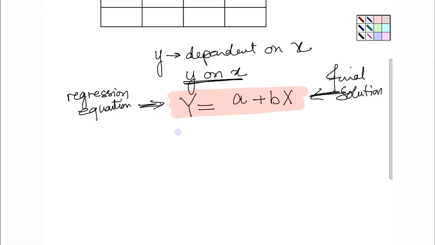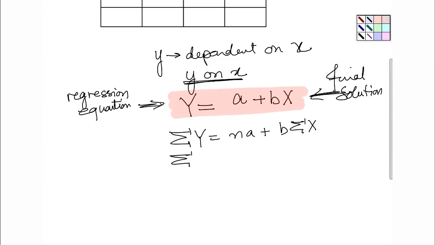And in order to find out values of a and b, we'll be needing certain other equations that could help us. We need to frame certain equations which we will solve simultaneously to get values of a and b. And those equations would be sigma y is equal to na plus b sigma x. So technically, what I have done is, y is equal to a plus bx, I have taken summations of these variables.